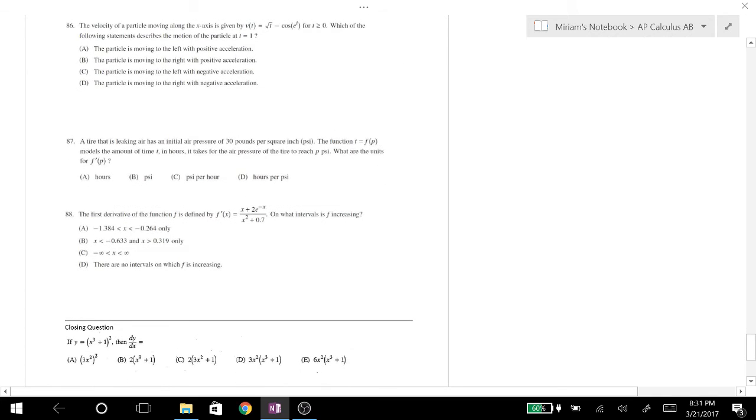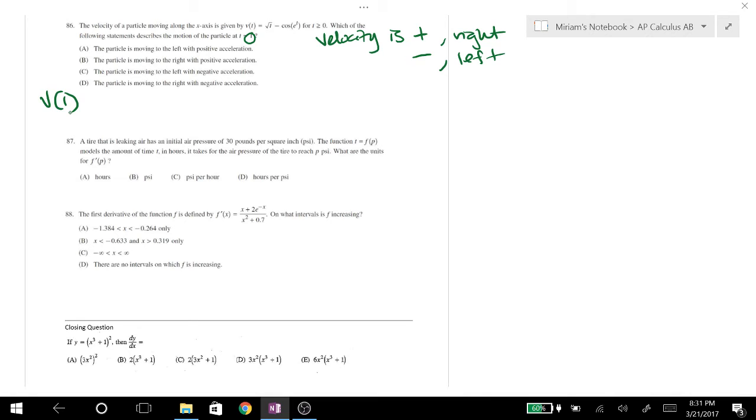Okay, for 86, you have the velocity, and they want to know if the particle is moving to the left, moving to the right, or is the acceleration positive or negative. So just a few reminders, if the velocity is positive, then you're moving to the right. If it's negative, then you're moving to the left. So plug in 1 into the velocity and see if it's positive or negative. Then for acceleration, just try v prime of 1, because that gives you acceleration, and see whether that's a positive acceleration or negative acceleration. You can do it.